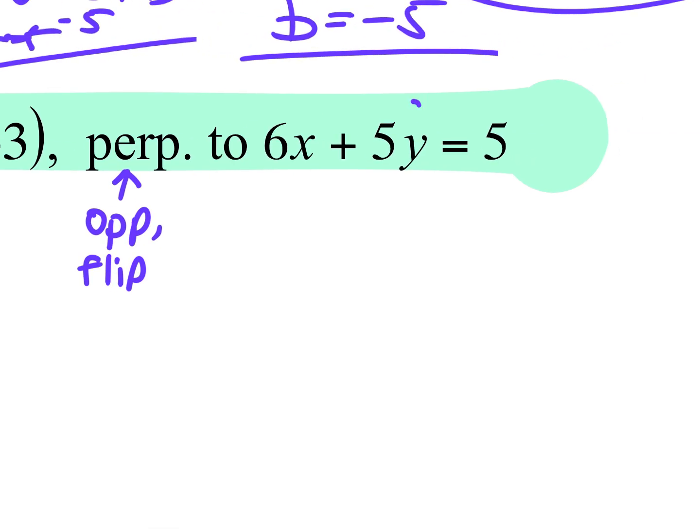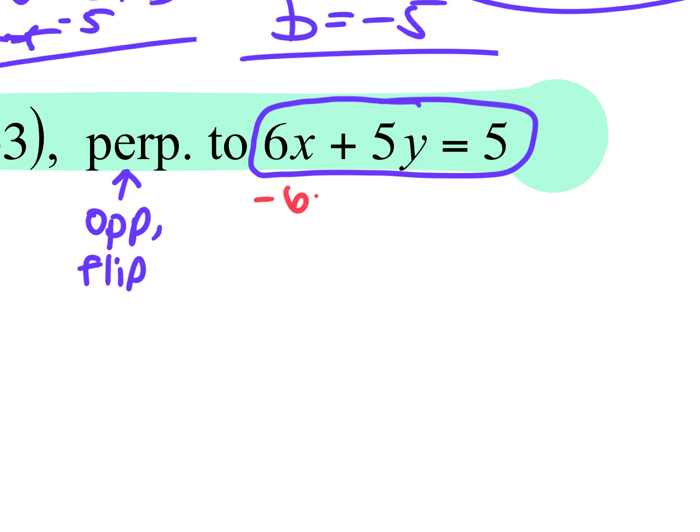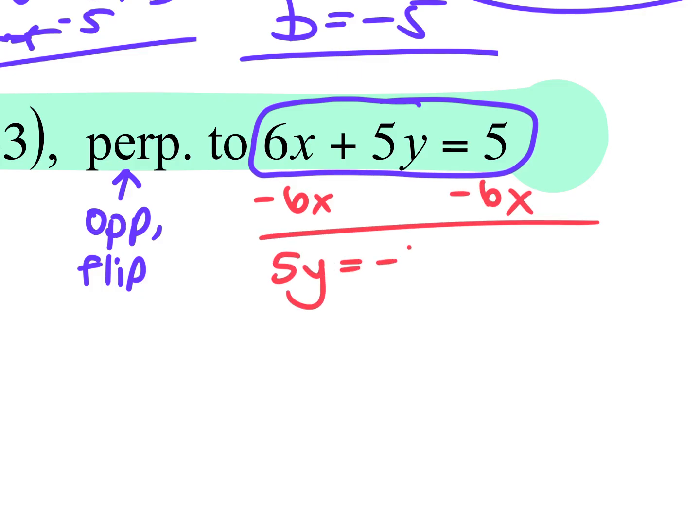So again, here's an equation that they gave us. I can't look at that and just say, oh, the slope is whatever. What do I have to do to get to know what the slope is? Just put it to y. Y equals mx plus b. We're going to subtract 6x. So 5y equals negative 6x plus 5. And then what? Divide everything by 5.